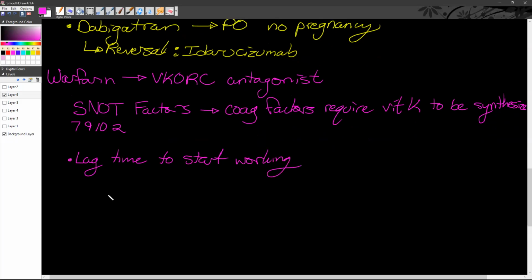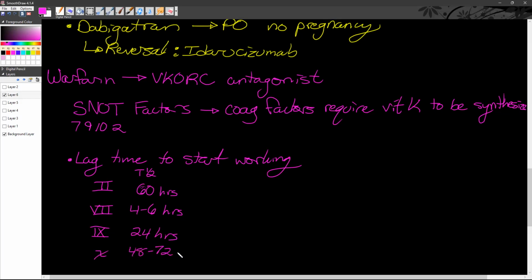And what's important to note is that we have to look at the half-life of the different factors in the body. So if we look, we have factor 2, which has a half-life of about 60 hours. We have factor 7, which has a half-life of 4 to 6 hours. Factor 9, which is about 24 hours. And then factor 10, which is 48 to 72 hours.